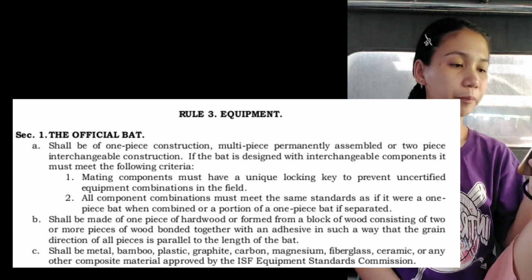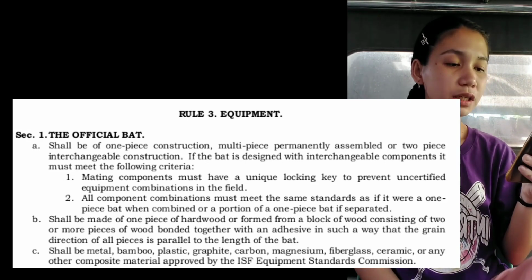So there are 4 sections. Now let's move on to rule number 3, the equipment. Rule number 3 has 9 sections. Let's start with section 1, the official bat.